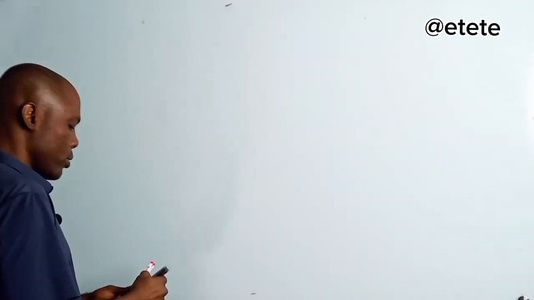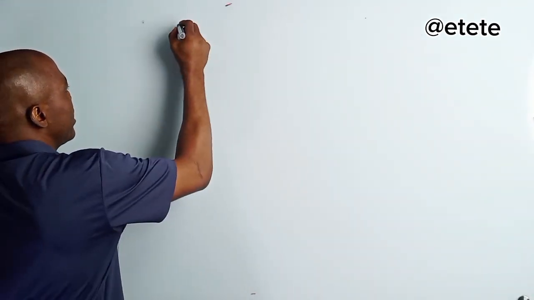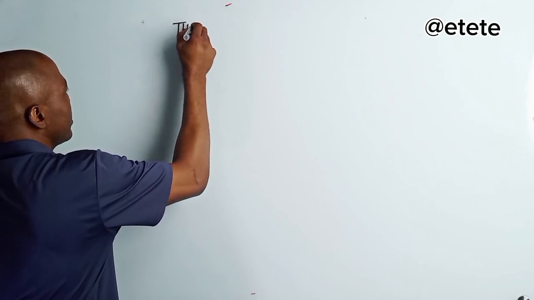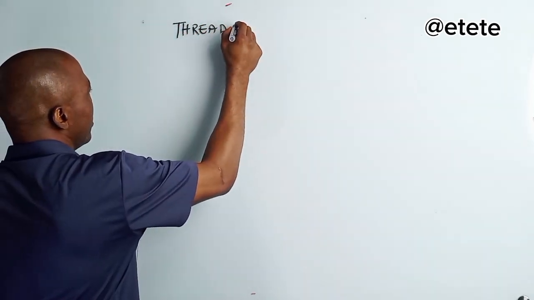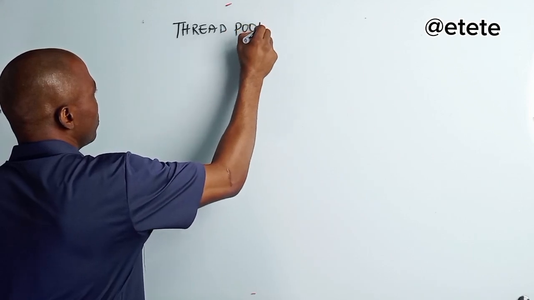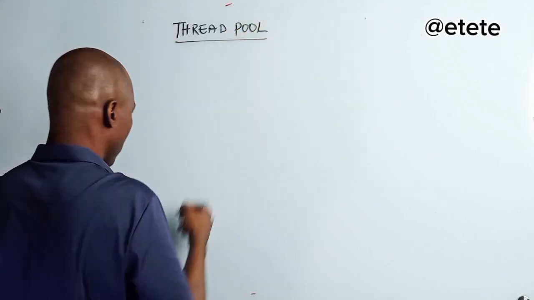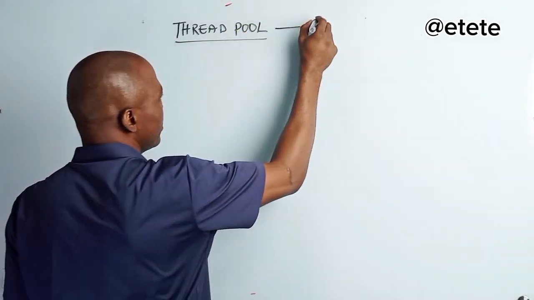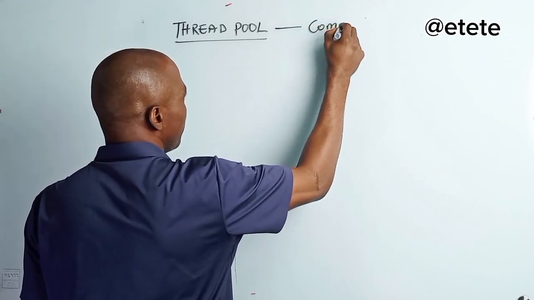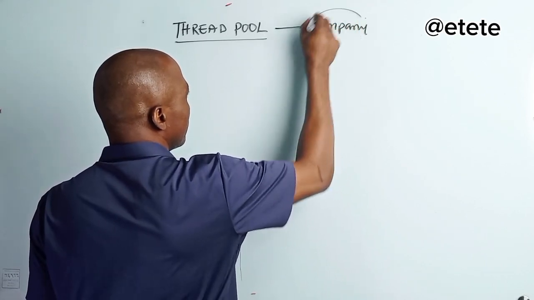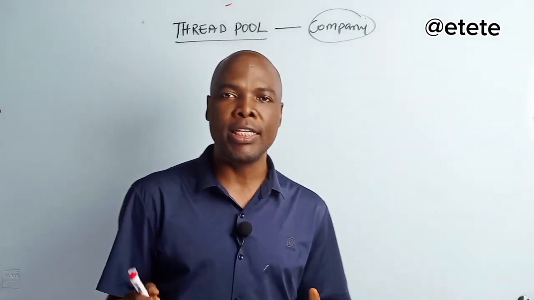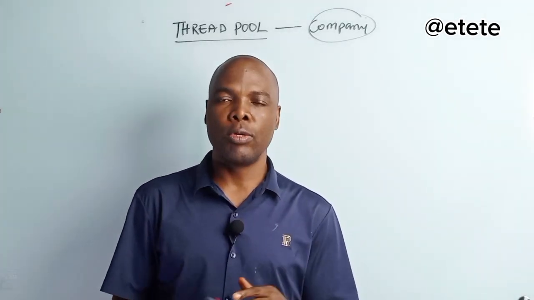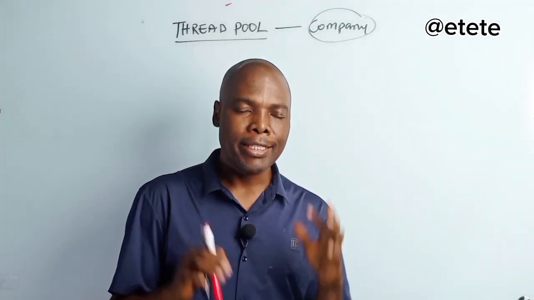Now, what we want to do is: thread pool, right? So this, I would say, is what? Company. So that is the meaning of thread pool. So how do we create a company? That is what I want to show you in this class.